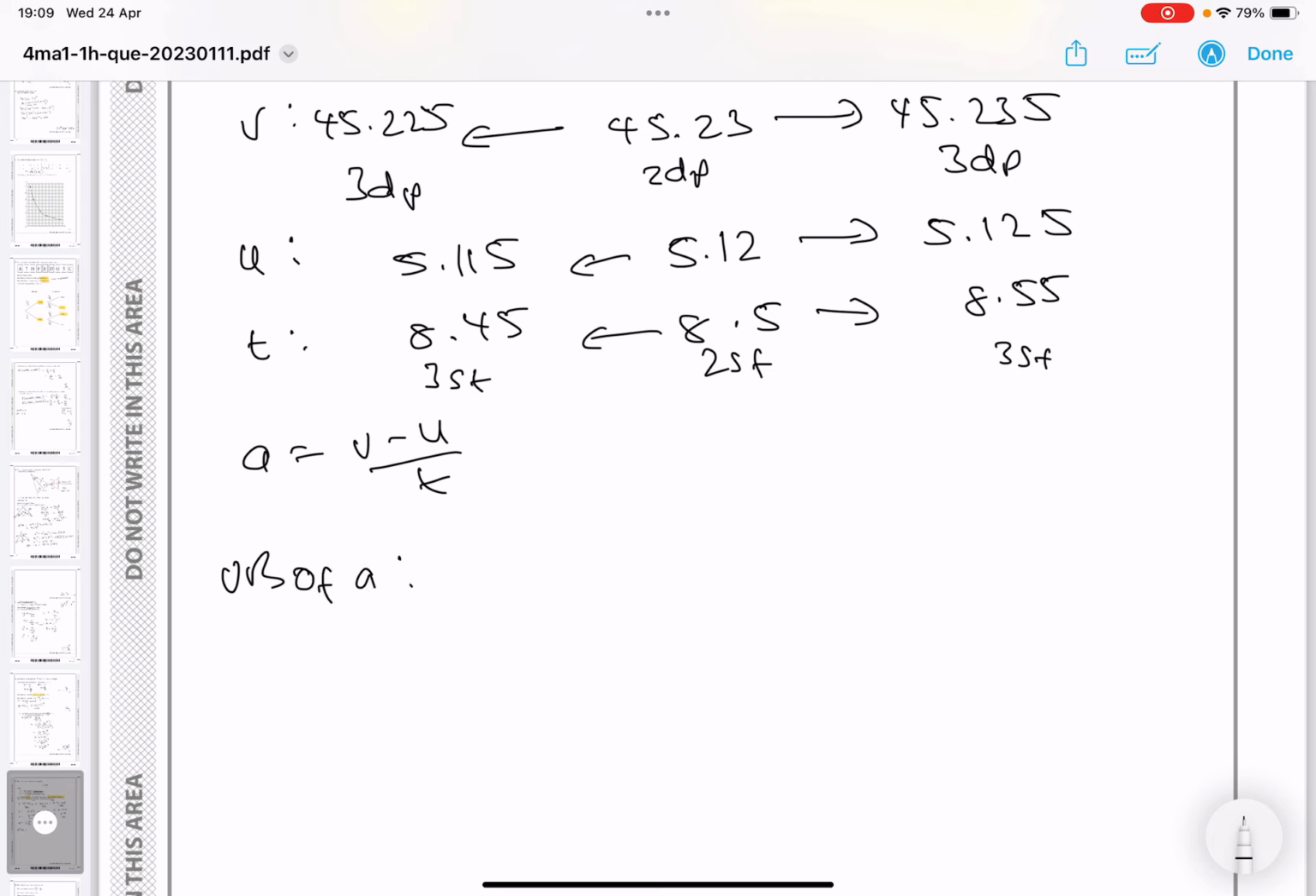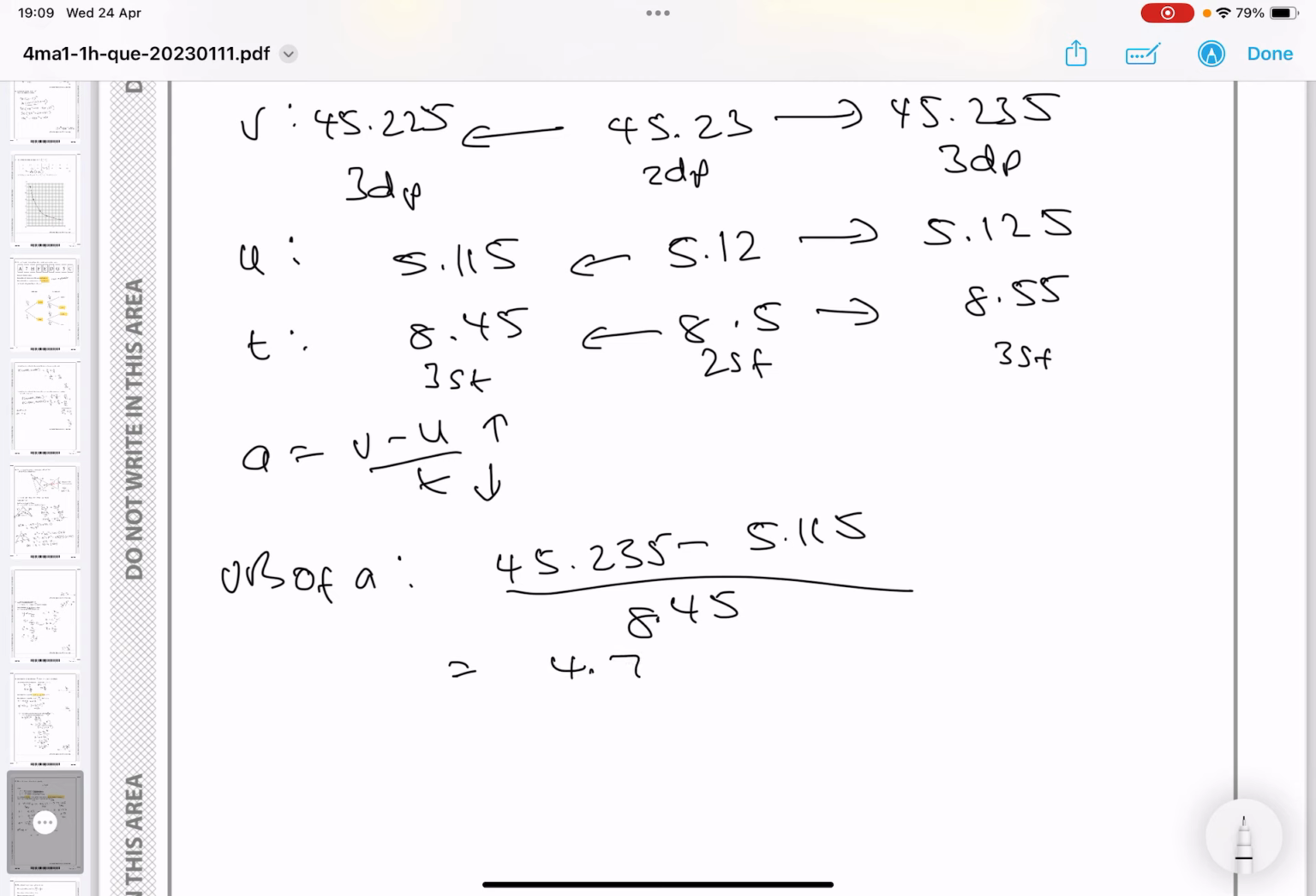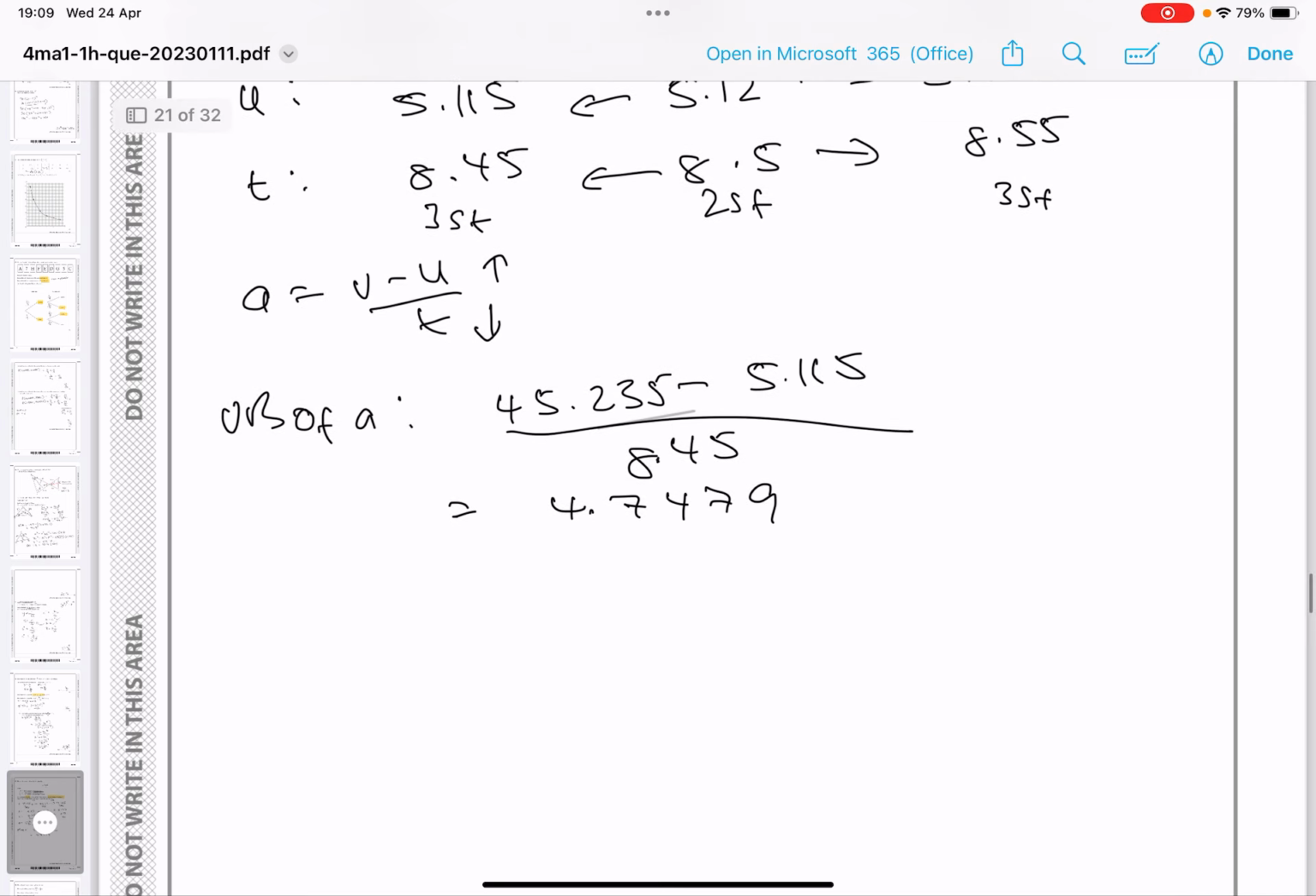Now, if we're going to try and maximize a, what we need to do is maximize the top and minimize the bottom to work out the maximum value of a. Okay, so to maximize v minus u, what you want to do is subtract the high value of v, so 45.235, because that's the highest value of v, from a low value of u, 5.115. That gives you a maximum on the top, and you want the lowest value for t, which is 8.45. And that should give you an answer if you put it in your calculator. Write a few decimal places out. It's good, because you need it for later. So that's your upper bound.